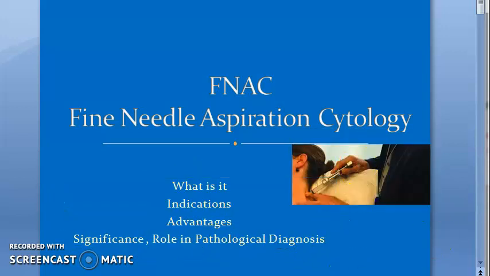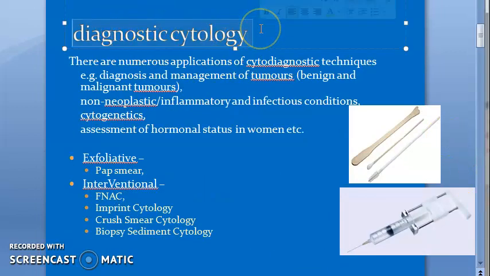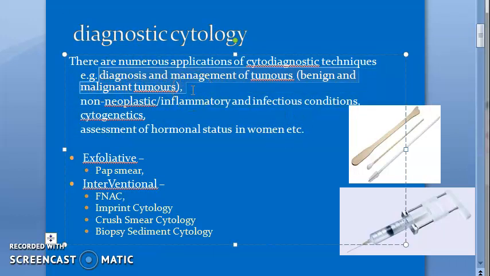So let's move on now. First of all, let us understand where we are in the whole picture of diagnostic cytology. There are numerous cytodiagnostic techniques. Why would you do them? You would do them to diagnose tumors. You want to check whether it is a malignant or a benign tumor. That is when you need a cytology, because you know that microscopic examination is the gold standard for cancer diagnosis, correct? So, to diagnose tumors, you want to distinguish benign and malignant.